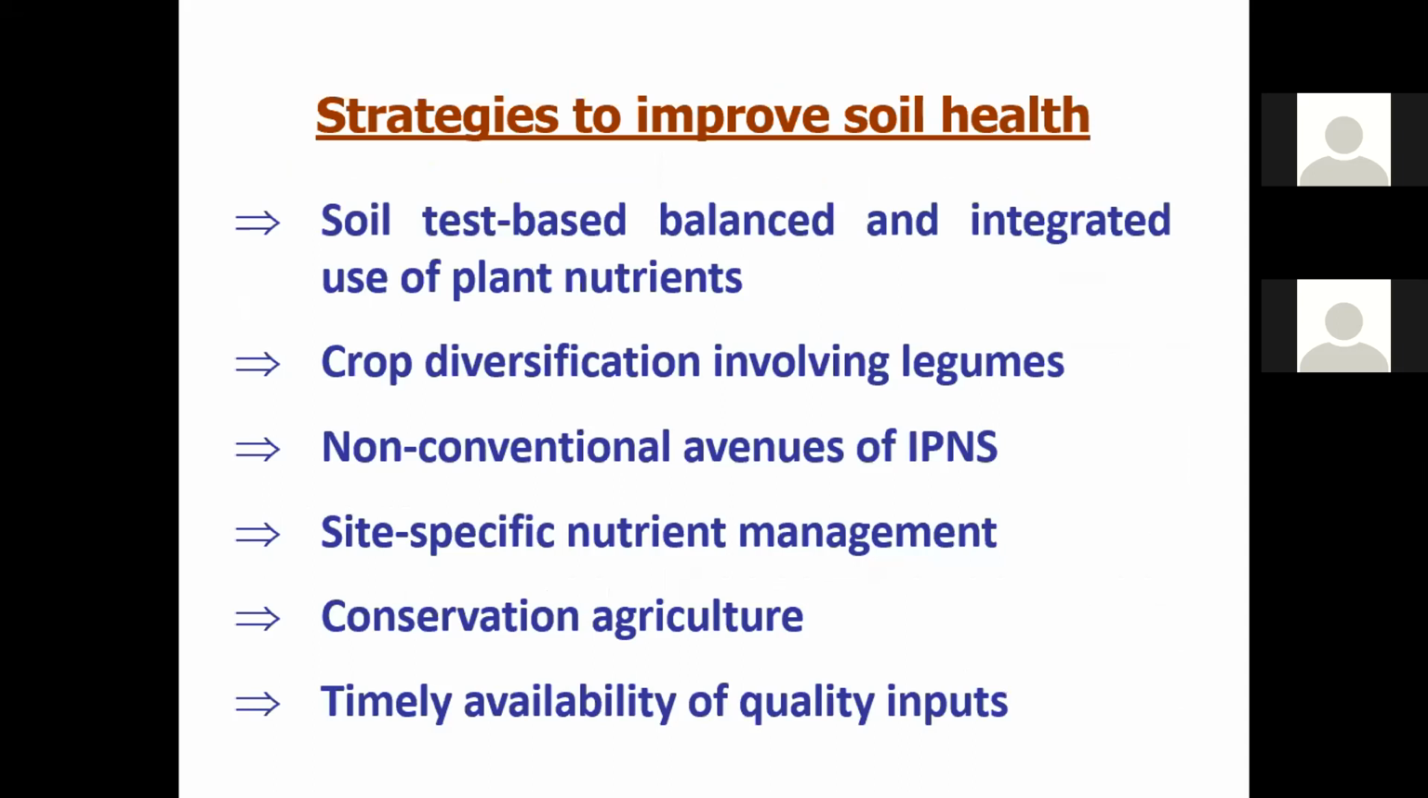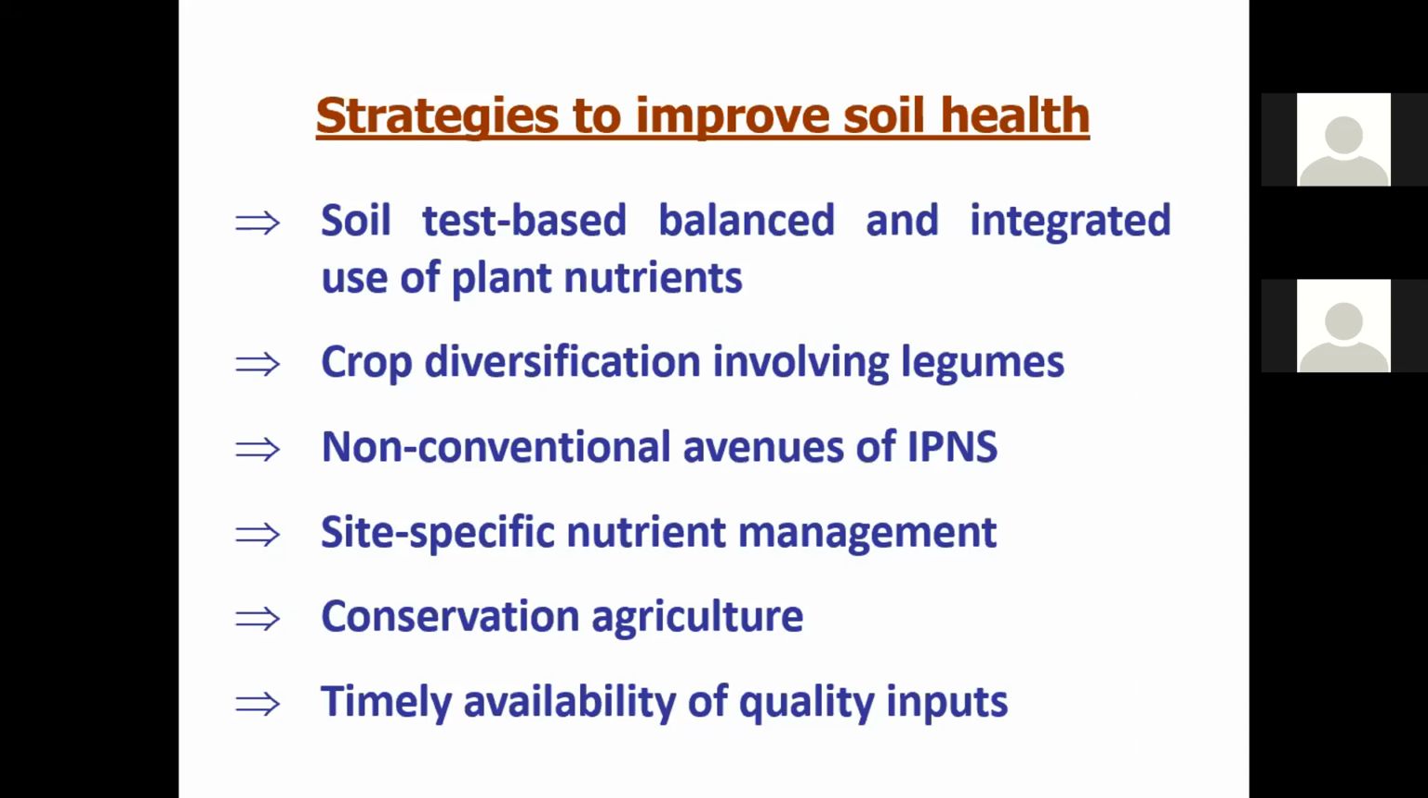Nowadays, how to improve soil health? These are some options. One is soil test based balanced fertilization, and we should go for crop diversification. We should include legumes in our cropping system. Then non-conventional avenues: suppose you have press mud, you have multi-organic waste in our system. That should be diverted from waste to manure for our crop. That will be very good.